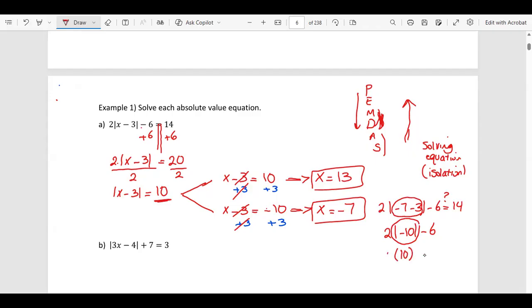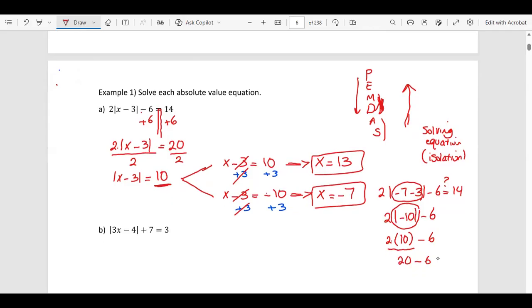No more absolute value. Now I have to do the multiplication, which is 2 times 10, which is 20, and 20 minus 6, which is 14. Okay, so 14 is equal to 14. That's a true statement, so that's correct. And you can also check 13 as well. It must end up with a true statement.